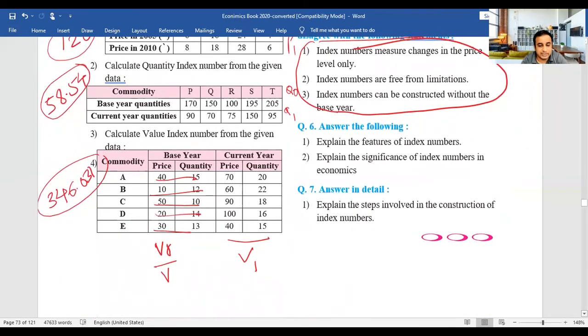Question number 6 is answer the following. So features of index number, this part we have discussed. Significance of index numbers, this part we have discussed. Steps involved in the construction of index number. This answer you can write in detail by referring to the notes and text. So here we come to the end of the exercise solution part. So here we have completed the revision of chapter number 6. Also, we have completed the exercise of chapter number 6.